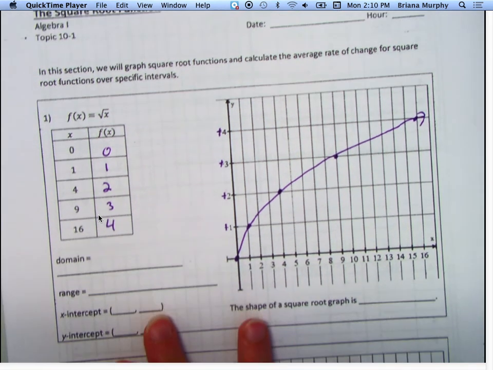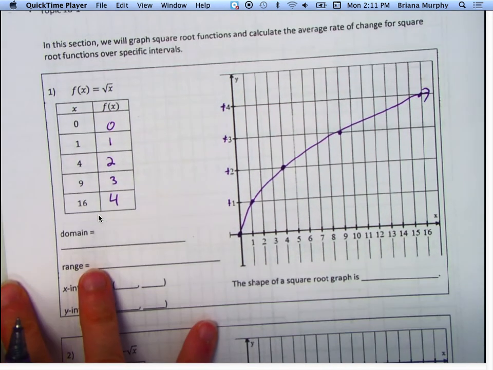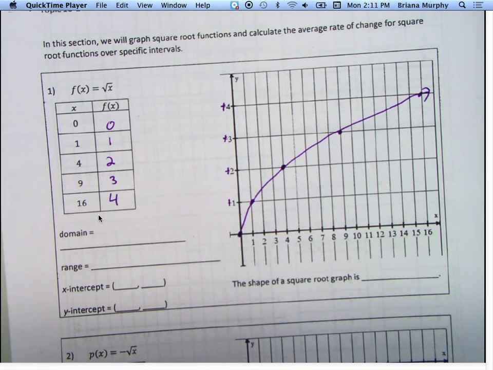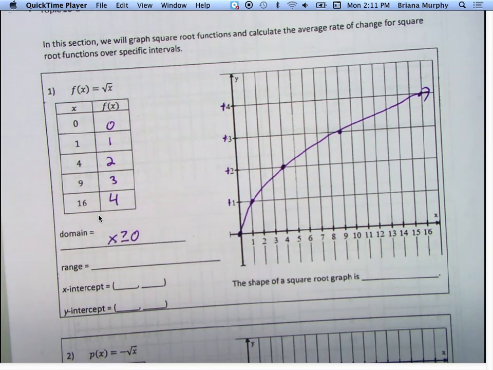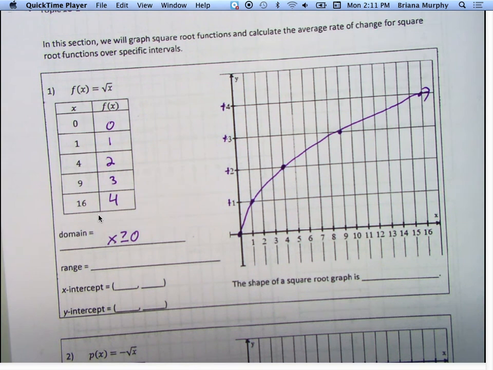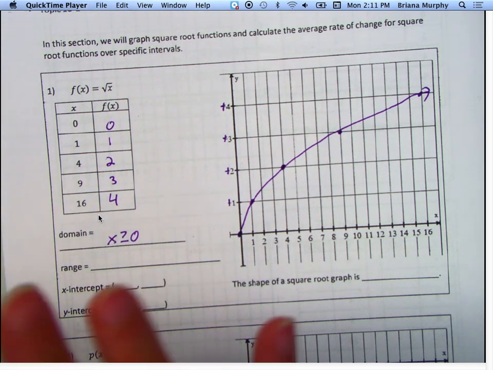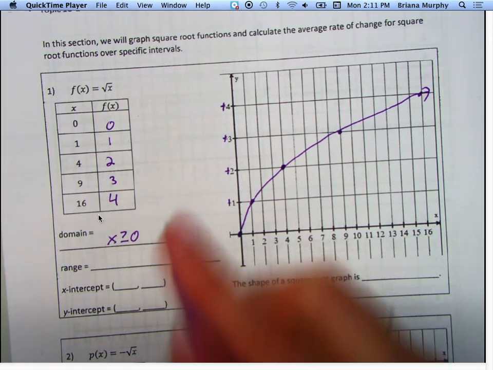Who remembers what domain means again? All the x's. What are all the x's? All the x's are above what? 0. x is greater than or equal to 0. What's the square root of negative 4? There isn't one. Does that make sense why that's the domain then? Yeah. Okay. So could you say all the numbers? No, because you can't have a negative, right? Right. Let's look at this.